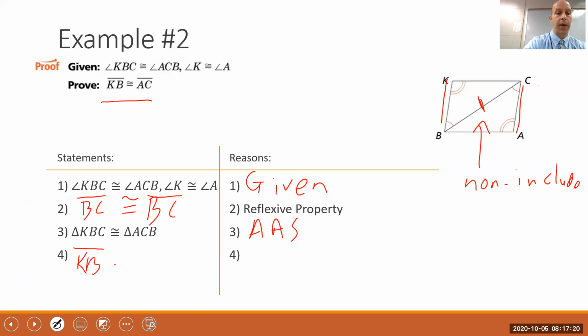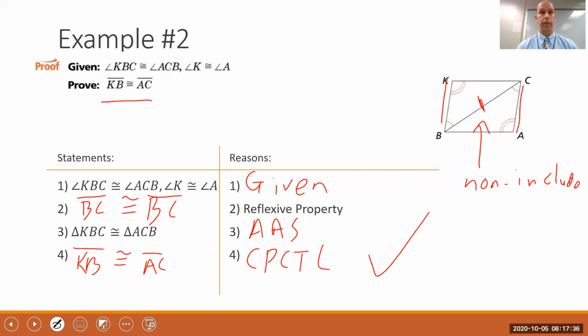So segment KB is congruent to segment AC. And that's going to be by CPCTC. Corresponding parts of congruent triangles are congruent, and that completes the proof.